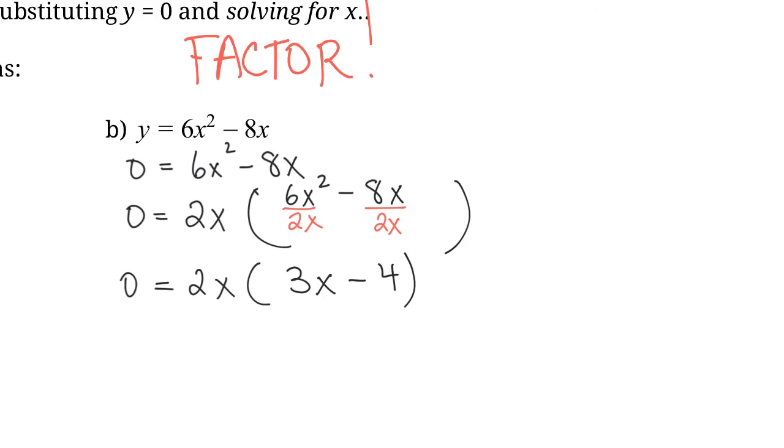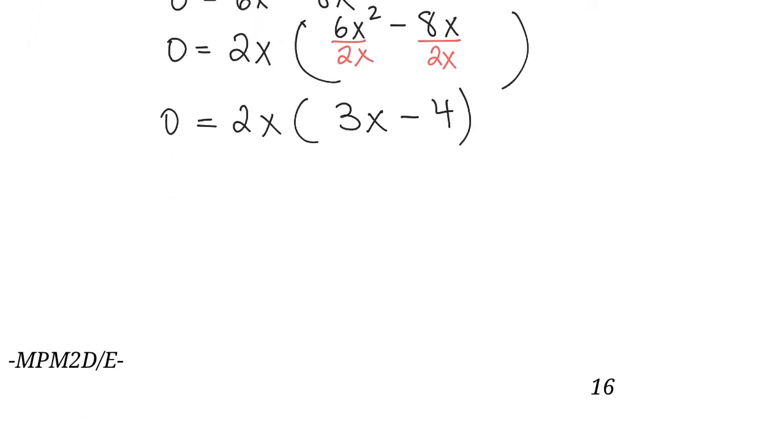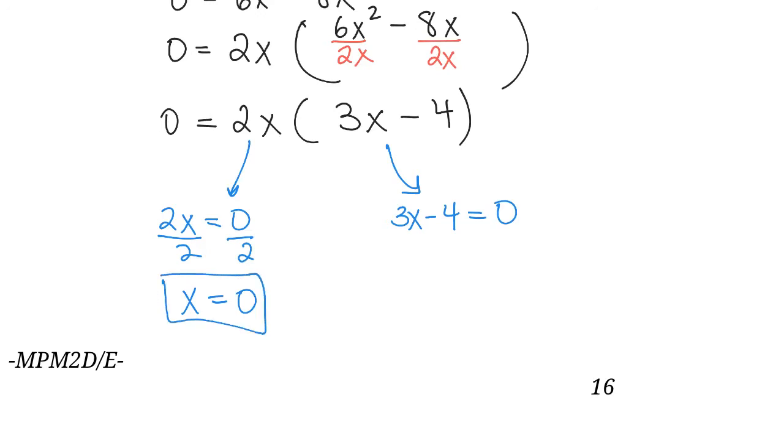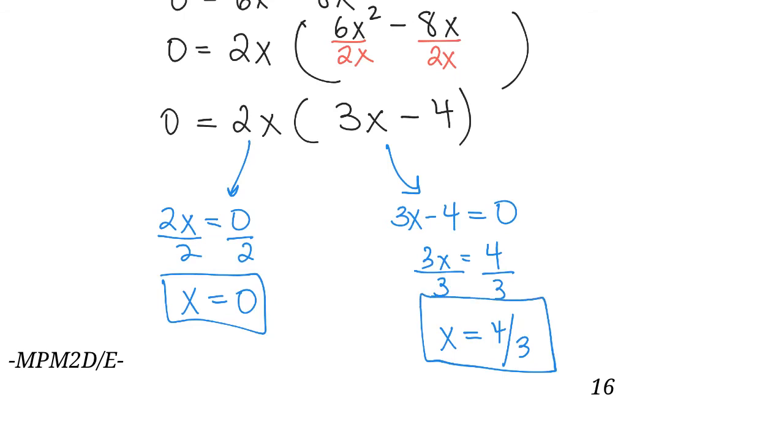So now we're ready to go ahead and solve for x. So again, you're going to take each factor, separate them, and set equal to 0. For one of our factors, if we isolate for x, we will get a value of 0. And for our other factor, if we isolate for x, we will get a value of 4 over 3. Keep your answers in fractional form. So you've got x-intercepts for this particular parabola located at x equals 0 and x equals 4 over 3.